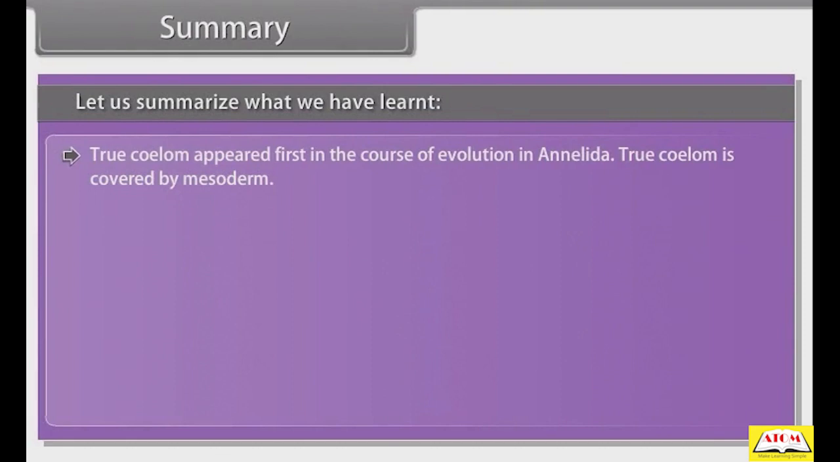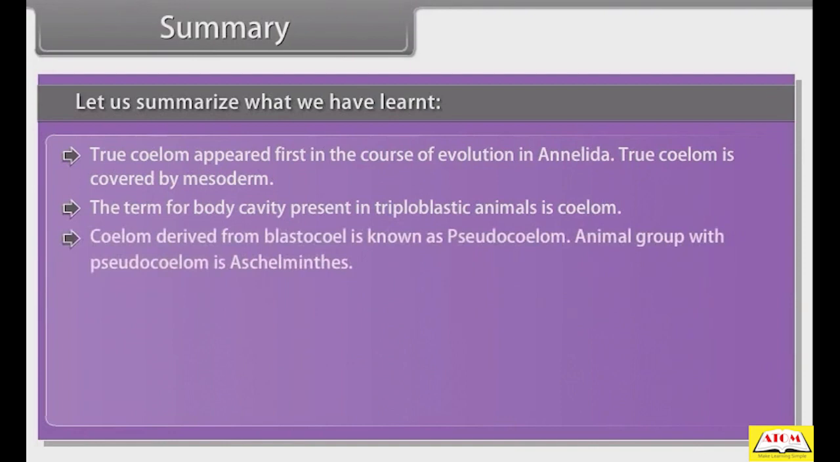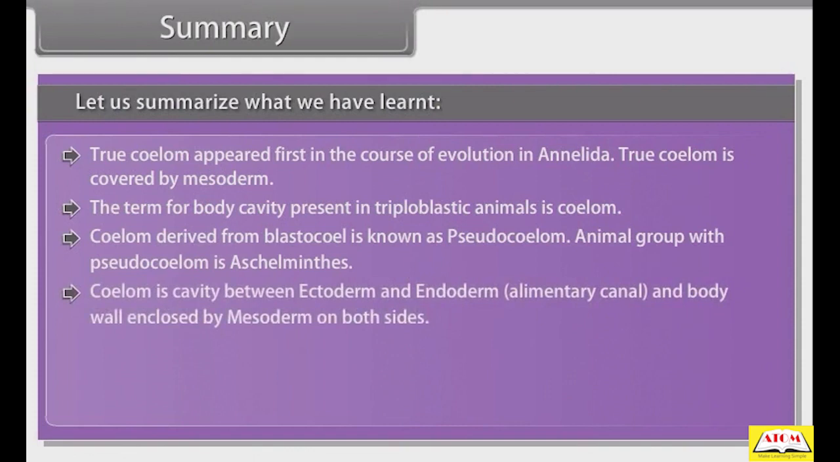True coelom is covered by mesoderm. The term for body cavity present in triploblastic animals is coelom. Coelom, derived from blastocoel, is known as pseudocoelom. Animal group with pseudocoelom is Aschelminthes. Coelom is cavity between ectoderm and endoderm, that is, alimentary canal, and body wall enclosed by mesoderm on both sides.